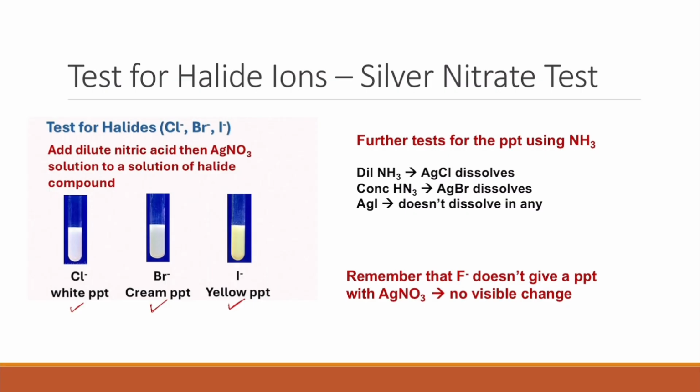You can even test these further by adding ammonia. So you can add ammonia solution to the precipitate and see what happens. With chloride, if you add dilute ammonia, the precipitate will dissolve in dilute ammonia. The silver bromide and silver iodide that were formed from the bromide and iodide with silver nitrate will not dissolve in dilute ammonia. However, if you add concentrated ammonia, you can see that the silver bromide precipitate will dissolve. The silver iodide will not dissolve in either, so it will not dissolve in dilute ammonia or in concentrated ammonia. This is how we differentiate between the three halides.